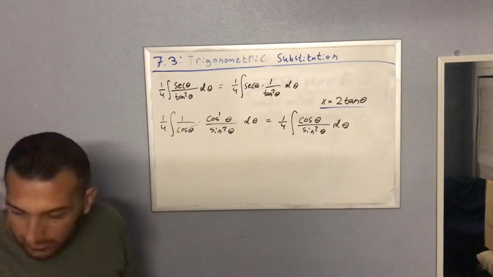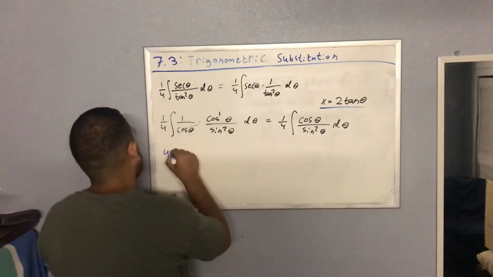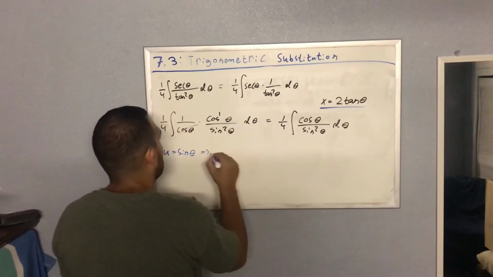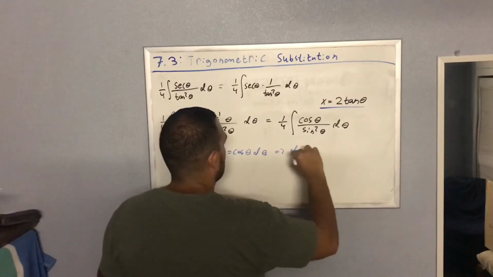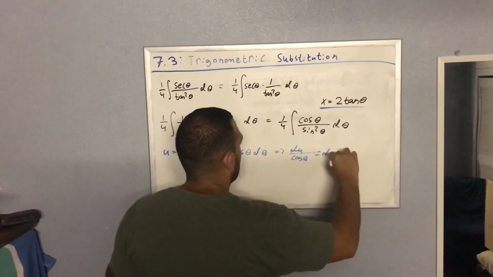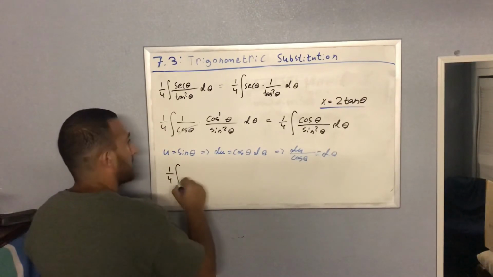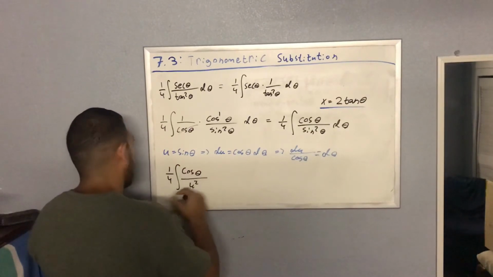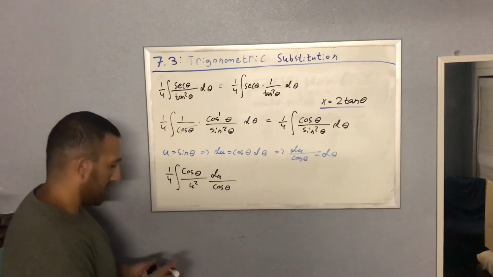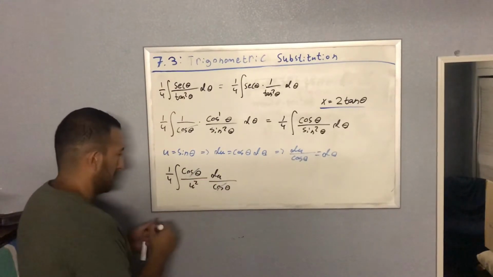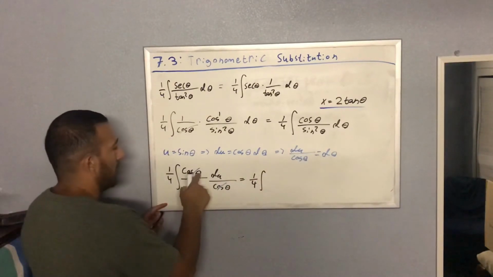So now if we let u be equal to sine theta, this would give us that du is cosine theta d theta. So du over cosine is d theta. And this is perfect now because we'll have 1/4 the integral of cosine theta over u squared du over cosine theta. And then this cancels perfectly. So then we're left with 1/4 integral 1 over u squared, right?